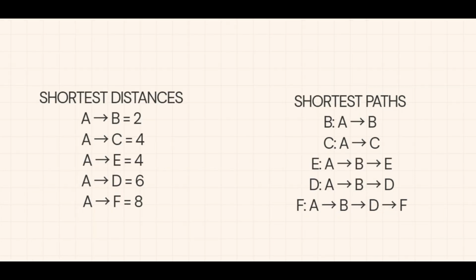So these are the shortest distances and the shortest paths. B, A to B, distance is 2. C, A to C, the distance is 4. E, A to B to E, the distance is 4. D, A to B to D, distance is 6. F, A to B to D to F, the distance is 8.